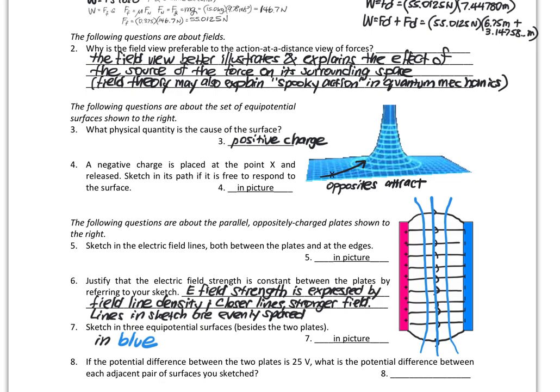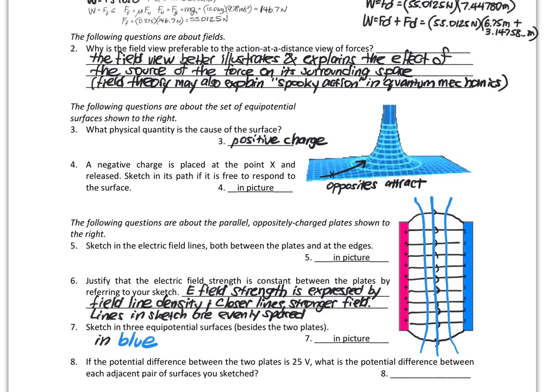But yeah, so physicists are using the field view more now than the action at a distance view. Number 3, so we have a field as drawn there. And it says, what physical quantity is the cause of this surface? And so it's not shown as a well, but as a peak. We consider wells to be either negative charges or masses in a field. A peak, an inverse well, if you will, is a positive charge. And then for number 4, if I popped a negative charge there, it would be attracted to the positive charge, so it would move towards that hill.